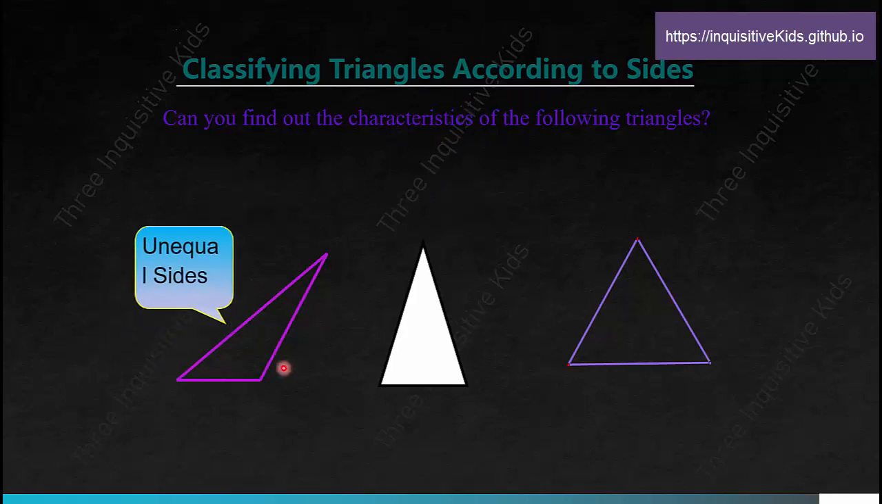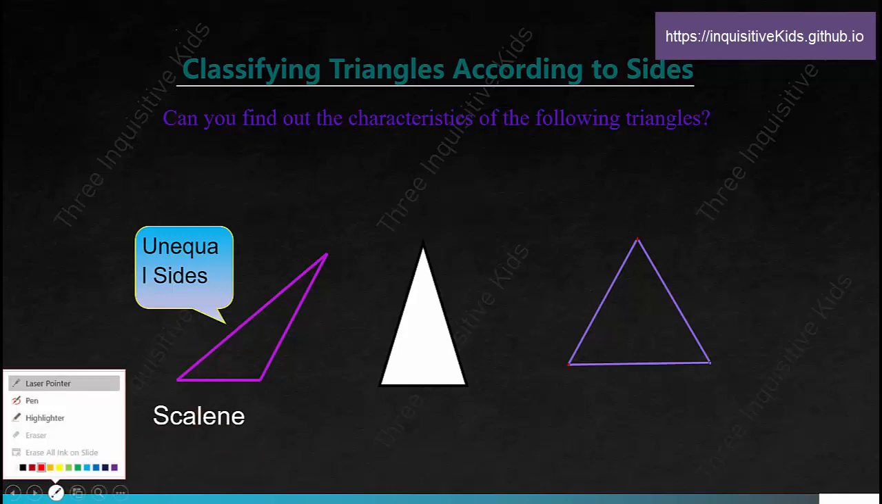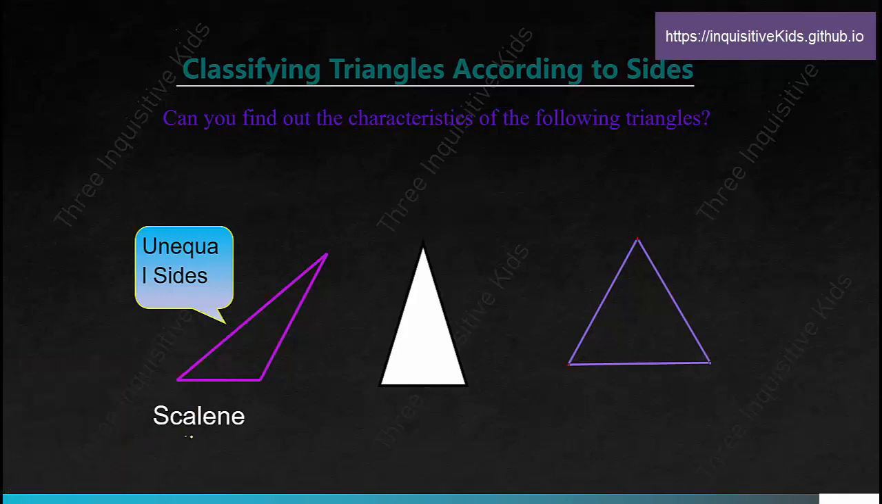Well, these have unequal sides. They're called scalene triangles. As I say this, I want you to repeat after me: scalene triangles. If you like, you can quickly jot down this name on your notepad so you know how to spell it. You could write: scalene is equal to unequal sides.